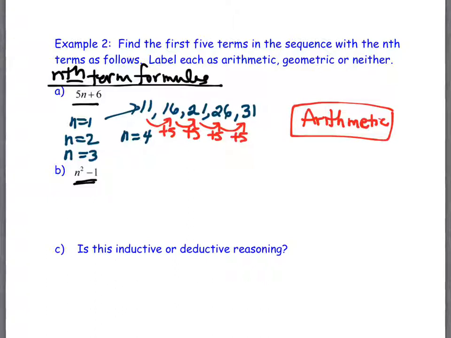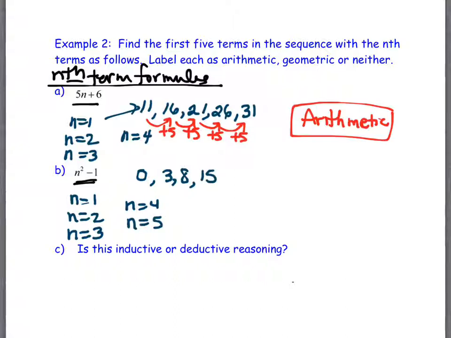All right, let's take a look at the next one. N squared minus 1. So if I put in n equal to 1, what do I get? 0. What about n equal to 2? 3. What about n equal to 3? 8. How about n equal to 4? 15's correct. And n equal to 5? 24.